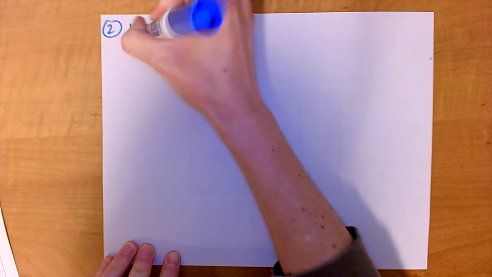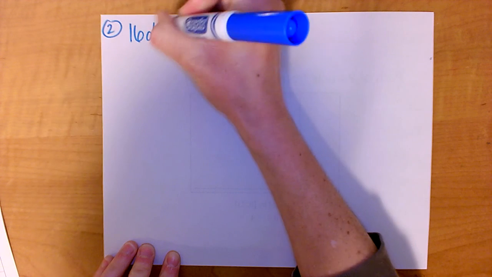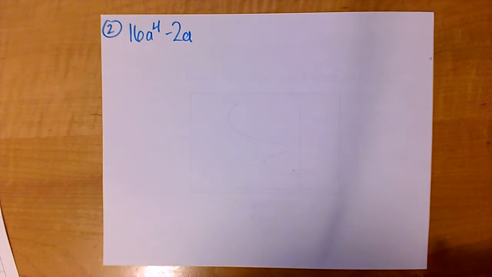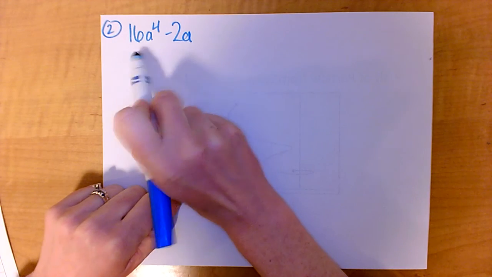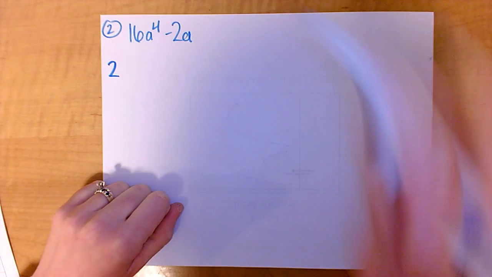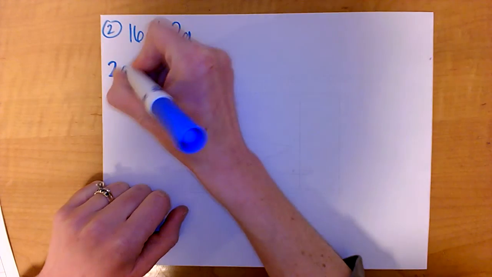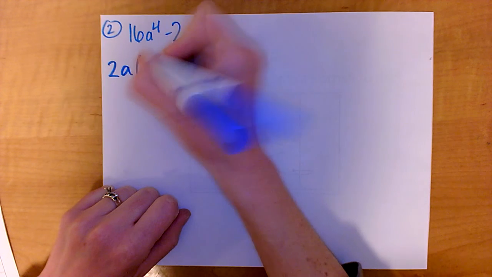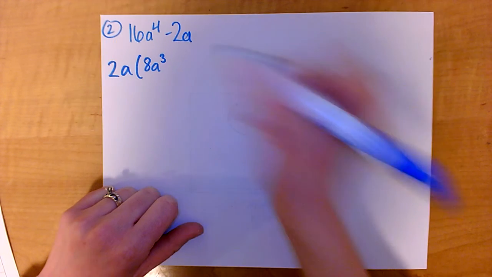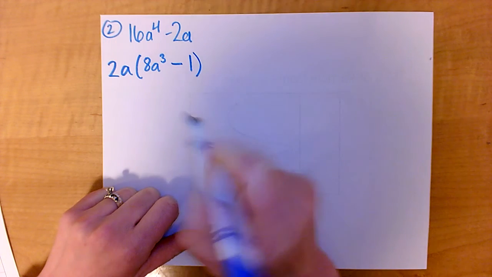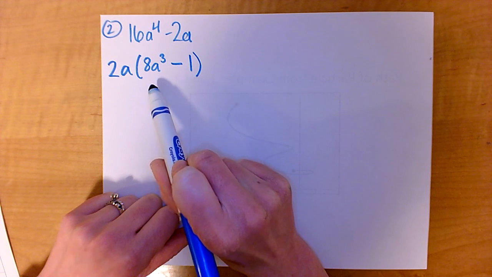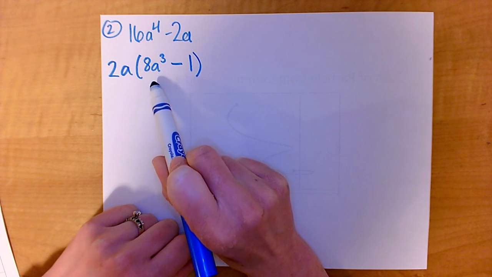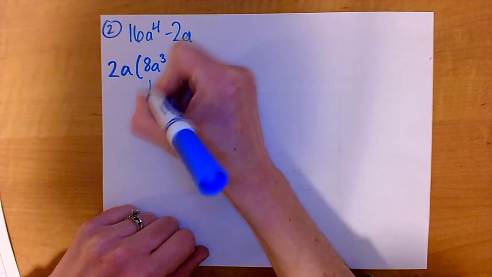So for number 2, I have 16a to the 4th minus 2a. So the first thing, whenever you're factoring anything, is you always want to try to find a GCF. Both of these are even numbers, so they're both divisible by 2, and everything contains an a, so we'll pull out an a. If we pull that out, we're left with 8a cubed minus 1. Now, you have to ask yourself, can I factor the 8a cubed minus 1 any further? And yes, you can. This is the difference of 2 perfect cubes.